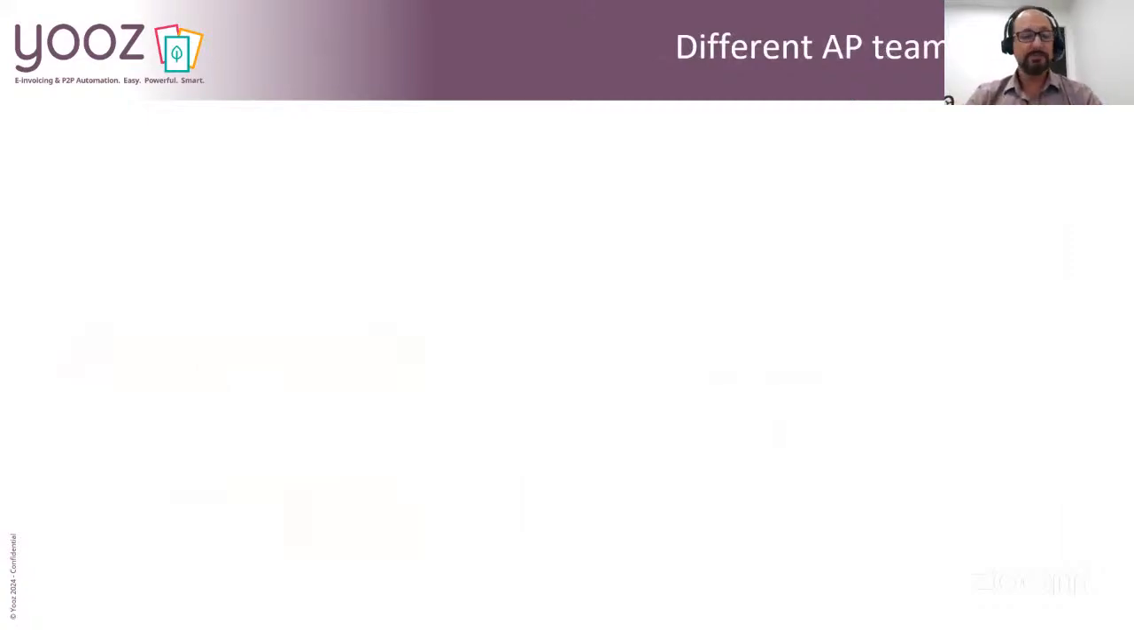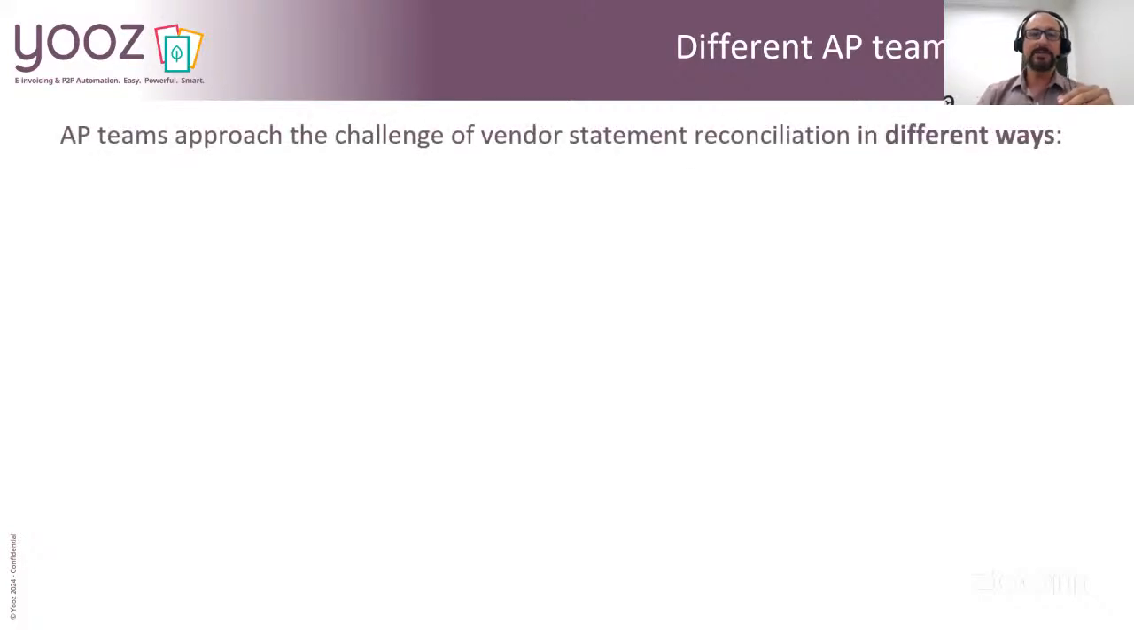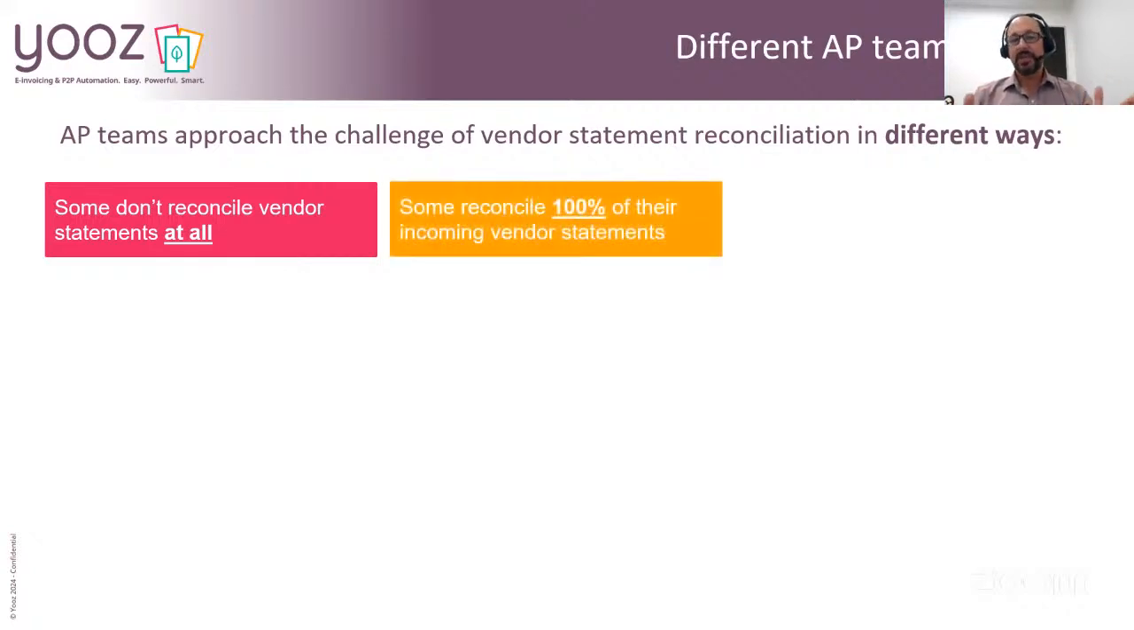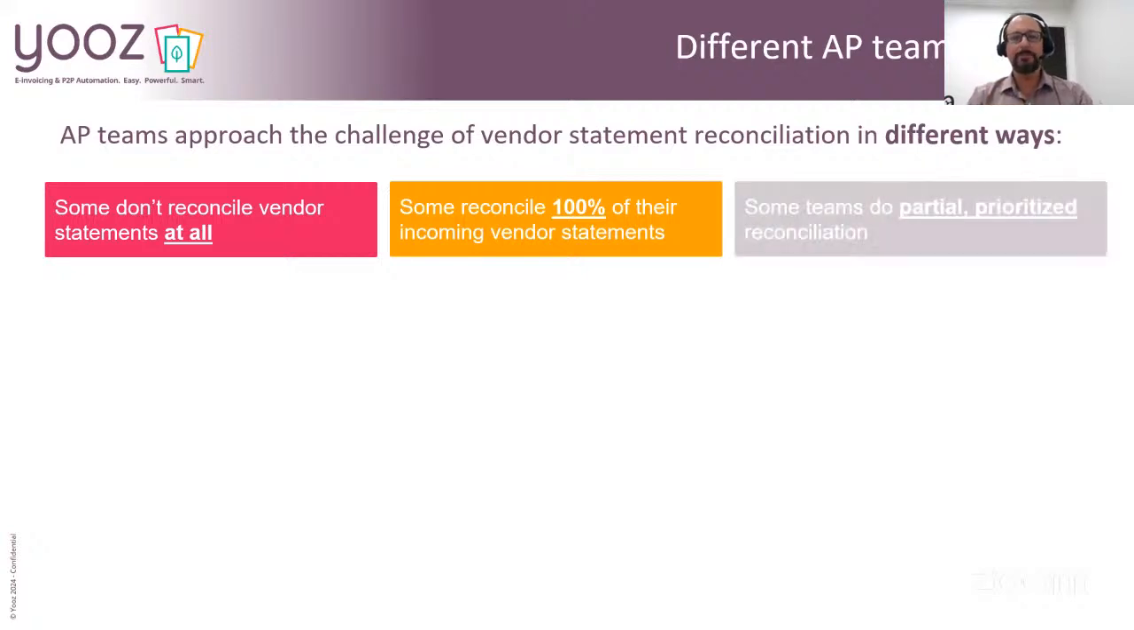So from the perspective of different AP teams, they approach this challenge of manual vendor statement reconciliation in different ways. Some teams, and this is not the majority, don't reconcile any of their vendor statements at all. Some reconcile 100% of their vendor statements manually, and they spend a lot of time and effort doing it because it's important to them from an audit perspective to show that they have a robust audit trail across all of the documents, and because their vendor relationship management is very, very important to them.